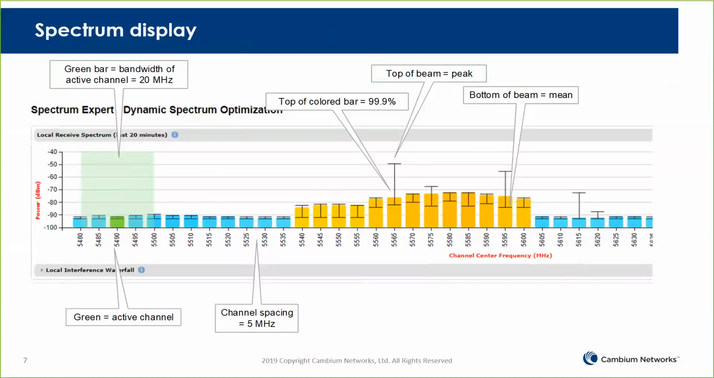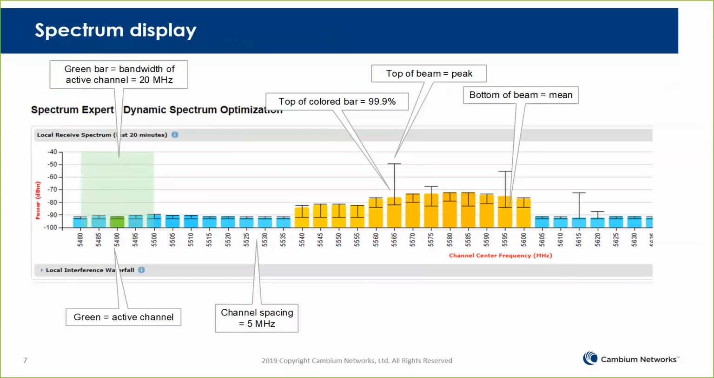Right, I had to think what order are we going to look at this? If we look top left, there's a call out that says green bar, the bandwidth of the active channel. In this example, the radio is configured with a 20 megahertz channel bandwidth, and that's shown by this light green shaded area. At the bottom of that green shaded area, there's a darker green square. That's the active channel, the channel that we're operating on, and you can see that's 5490 megahertz. That's the channel that's been selected by DSO.